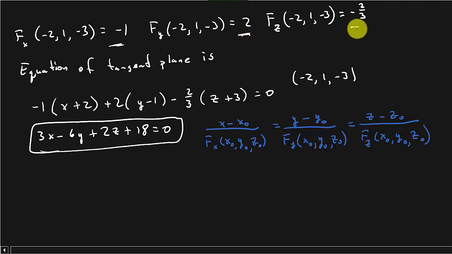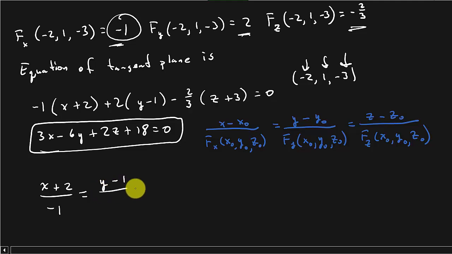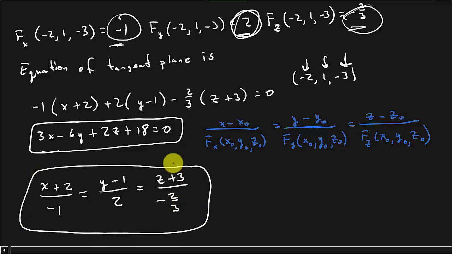We have our partials already calculated here. There's your x0, y0, z0. Plug everything in. So that's going to be what? X minus negative 2, which would be x plus 2 over the negative 1 here, equals y minus 1 over the 2, equals z minus negative 3, which would be z plus 3 over the negative 2/3. And there's your solution. All right.